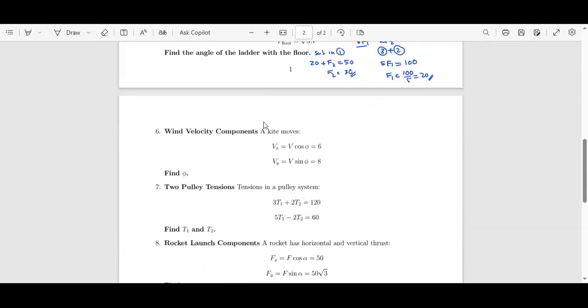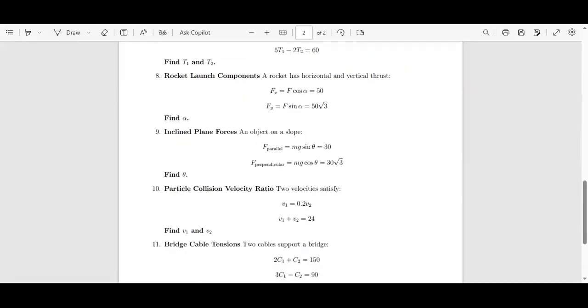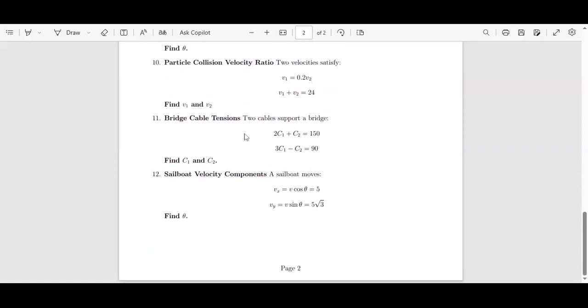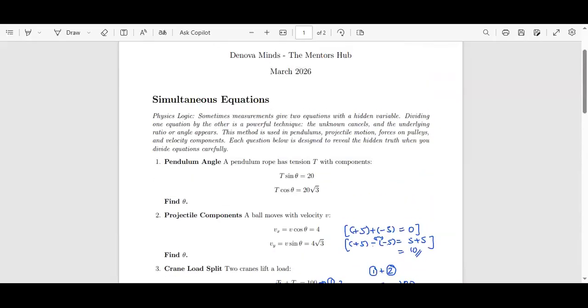So now you can do the seventh question, the 11th question, using similar concepts. Now let's get back to the first set of equations we have. In that, we have to follow a certain method. Here they have given T sine theta equals 20, and T cos theta equals 20 root 3. They are asking us to find theta.